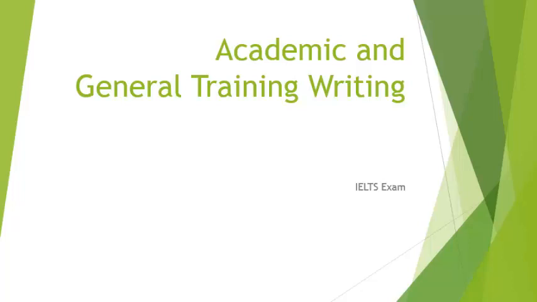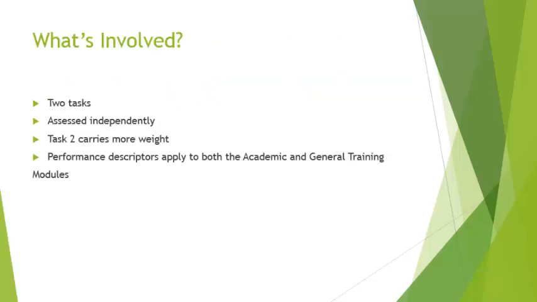So let's take a look at what's involved in the academic and general training writing IELTS exam. First of all, there are two tasks, Task 1 and Task 2. The exam is 60 minutes long, with the first task taking up 20 minutes and the second task taking up 40 minutes. Both of the tasks are assessed independently, and Task 2 carries more weight in terms of marking.